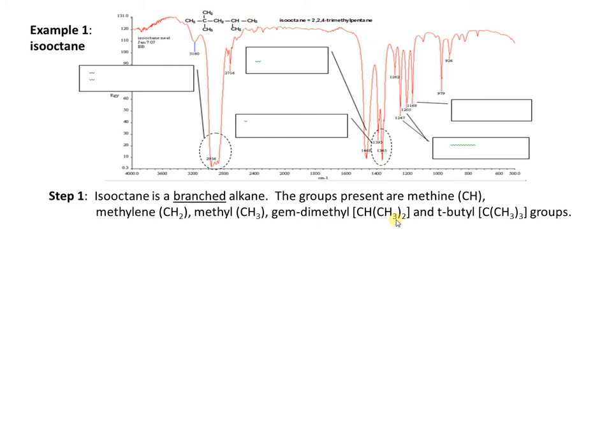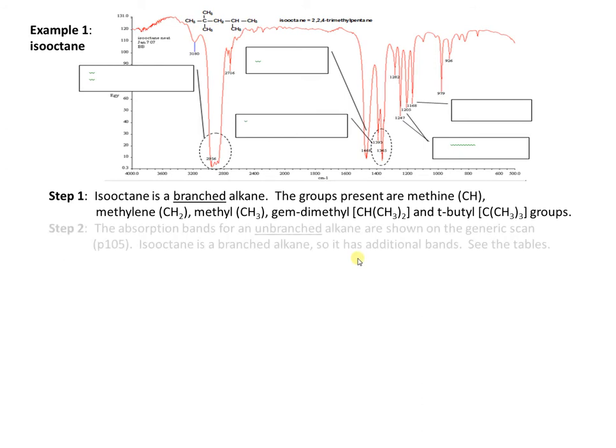The word gem, as the word Gemini, means twin. Sometimes this is called an isopropyl group. And here it is right over here on the right side of the molecule. There's also this C-trimethyl group, which is referred to as a T-butyl group, right up here on the left-hand side. T-butyl, short for tert-butyl, short for tertiary butyl. We'll discuss this later. So those are the groups that we see in the compound.